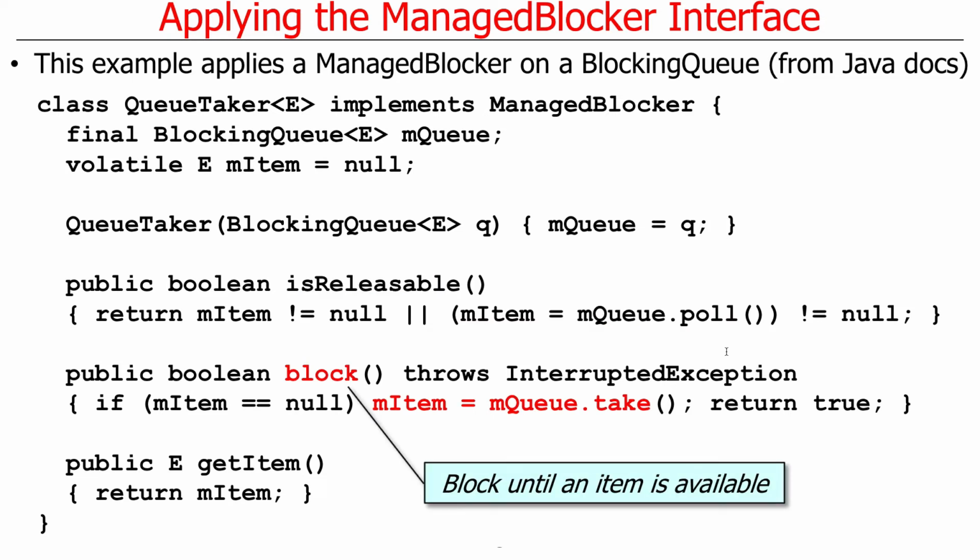Otherwise, we call block. As you can see, what block does is it calls mq.take, and mq.take will, in fact, block until there's something in the queue. So it'll block until an item is actually available. So that's a blocking call.